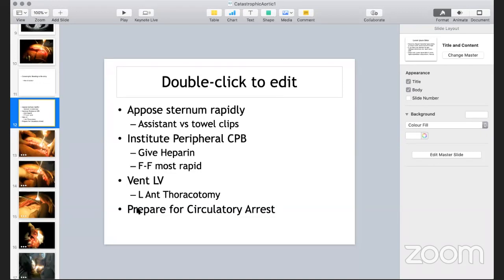Now, we've got to prepare for circulatory arrest, because even in this case, if we institute peripheral bypass, we're not going to be able to complete the stenotomy without absolutely massive bleeding. So we've got to complete the stenotomy with circulatory arrest. So femoral bypass, we're going to cool. And if we cool, of course, particularly in this patient who we know has got aortic regurgitation, we're going to get left ventricular dilatation. So we need to put in a left anterior thoracotomy.